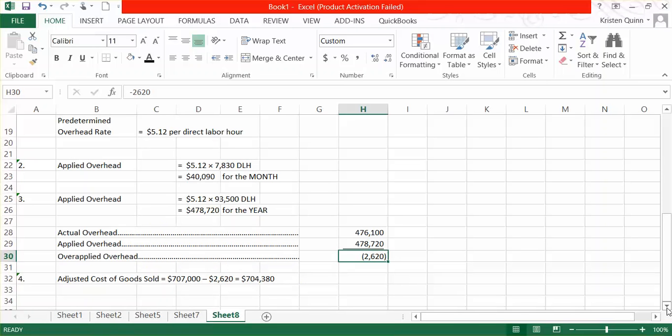$704,380. As a quick tip, when you are looking for your overhead variance, always do it in this order. Do your actual overhead first and subtract away your applied. When you're over-applied, you will get to a negative number, telling you that you have to subtract it away from cost of goods sold. When our applied overhead is less, that means we're under-applied, and we would get a positive number here as our variance, telling you that you need to add it to your cost of goods sold.